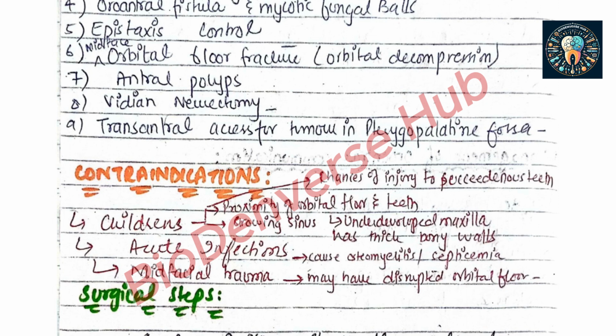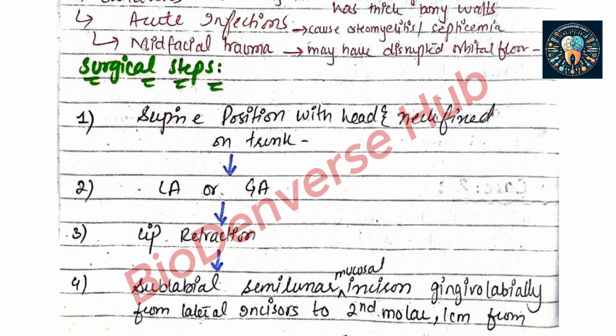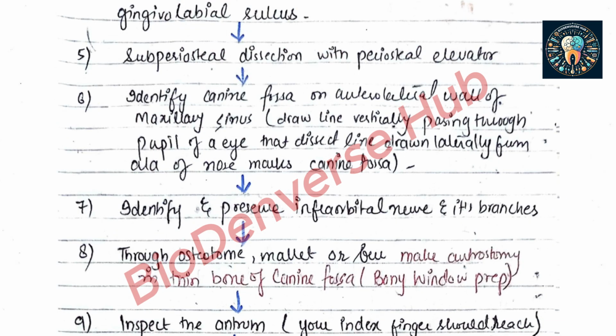Now we will be studying the surgical steps involved in this procedure. First of all, the patient needs to be in supine position with the head and neck fixed on the trunk. Secondly, you have to give local anesthesia or general anesthesia depending upon the indication. After that, you need to retract the lip and make a sublabial semilunar mucosal incision gingivo-labially from the lateral incisor to the second molar, 1 centimeter from the gingivo-labial sulcus. So here is the location of the incision.